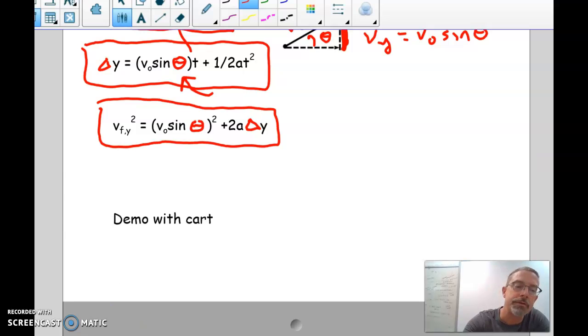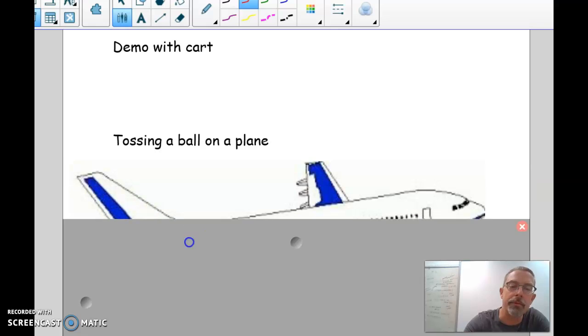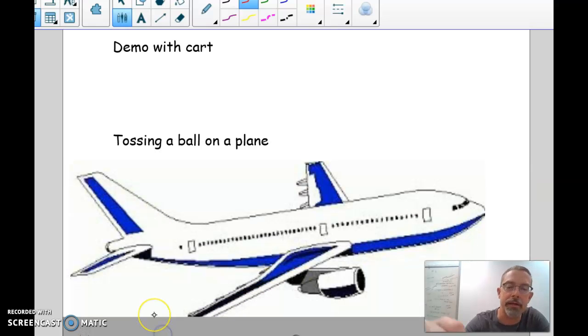Okay. So, a couple things to kind of bear in mind here which kind of illustrate this idea. Let's say I'm a passenger in a post-COVID world airplane and I decide to throw a ball up in the air.